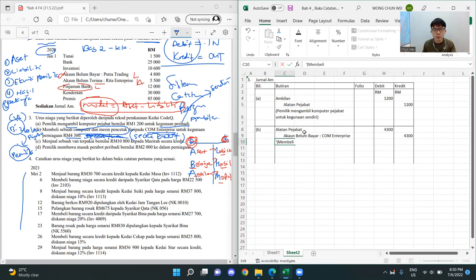But sometimes you think, ayo, komputer dan mesin pencetak, empat perkataan a bit susah, right? Okay, so you want to be quick, we can shorten it, right? Membeli alatan pejabat. Faster, right? So just use dua words. Alright, so membeli alatan pejabat, daripada COM Enterprise. Or we know that this is actually secara kredit, so you can straight away write secara kredit. Faster. Membeli alatan pejabat secara kredit. You see? So now we know, debit and credit is why? Kerana kita telah beli alatan pejabat secara kredit. That's it. Then skip a line, draw one line.